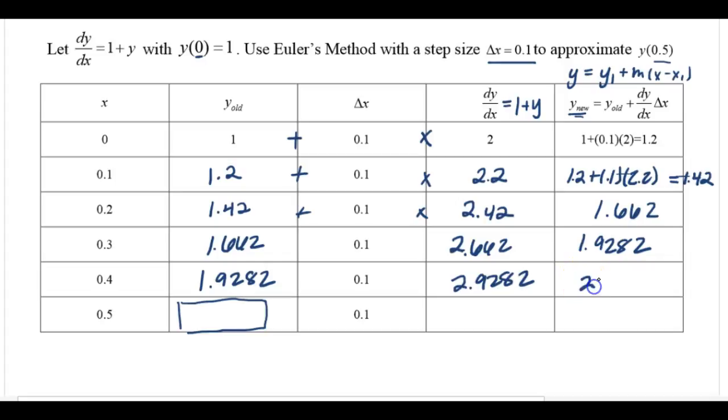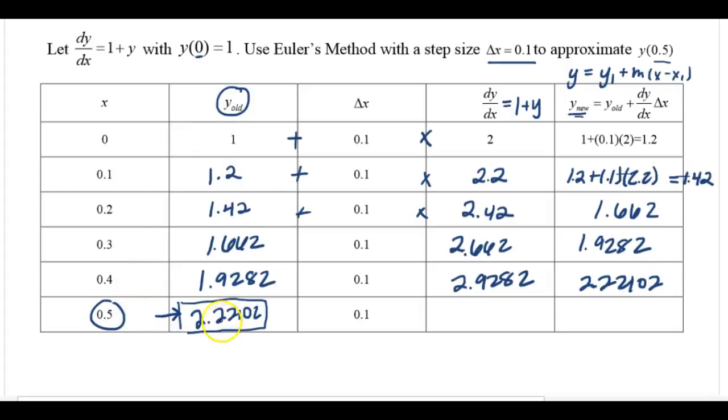And then this is 2.22102, which is ultimately my answer, because remember, we take this value and we put it right here. 2.22102. I just wanted to write it here so I can actually see what I was trying to do: find an approximation for y of 0.5.